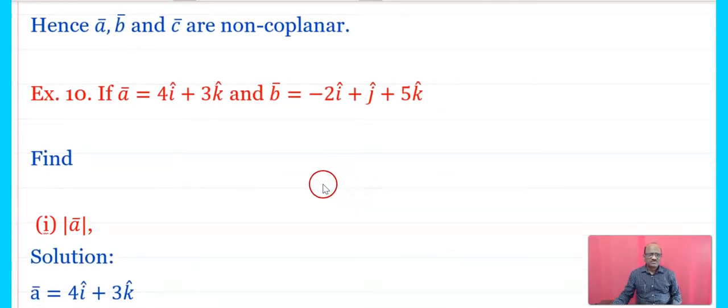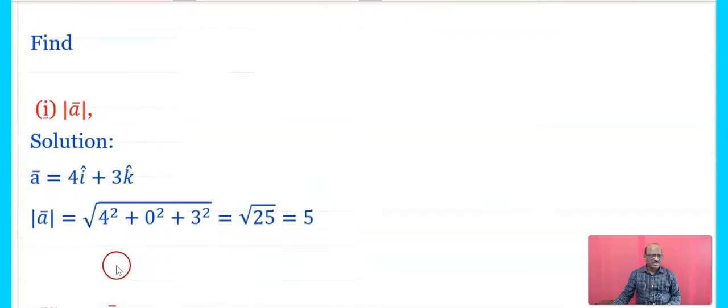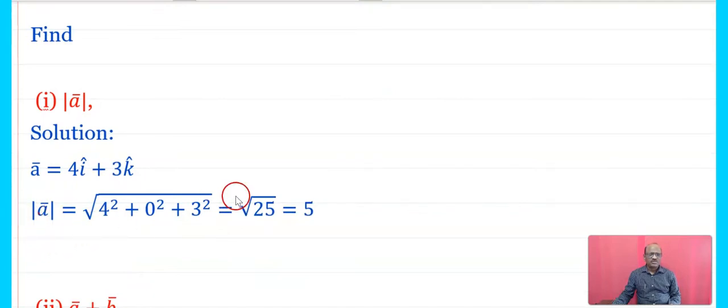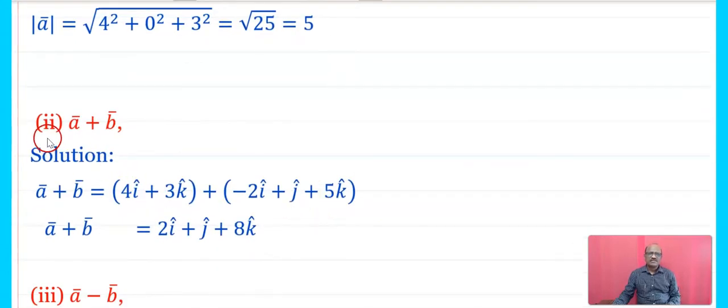Next question. If ā = 4i cap + 3k cap and b̄ = −2i cap + j cap + 5k cap, find the magnitude of ā. Mod of ā = √(4² + 0² + 3²). 4² is 16 plus 3² is 9, 16 + 9 is 25, which is √25, and that equals 5. Next, find |ā + b̄|.